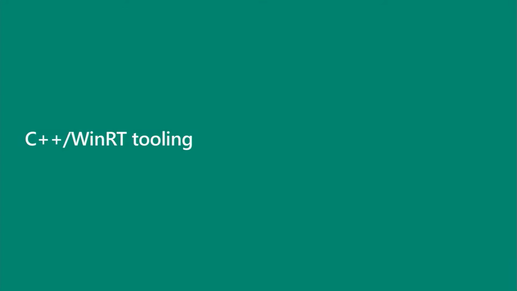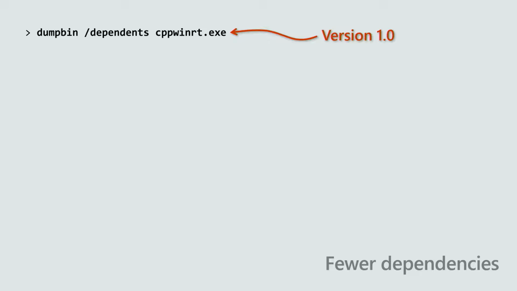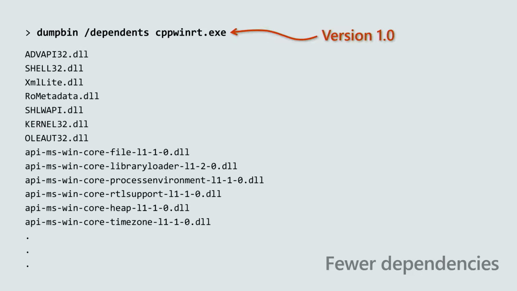So what I want to do now is look at some of the investments we made in the tooling itself and show you some of the things that will benefit you indirectly just by upgrading to C++/WinRT 2.0. So the first thing is that cppwinrt.exe itself has fewer dependencies. So what does that mean? In version 1, if you run a tool like dumpbin /dependents, you'll see a whole long list of dependencies.